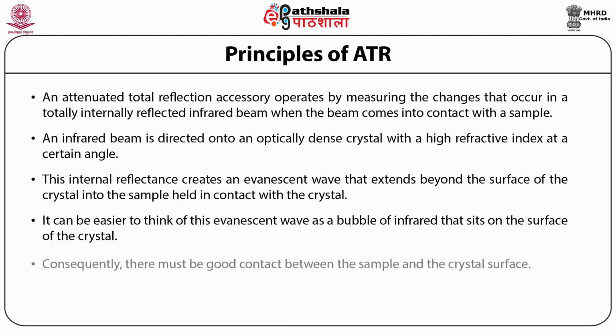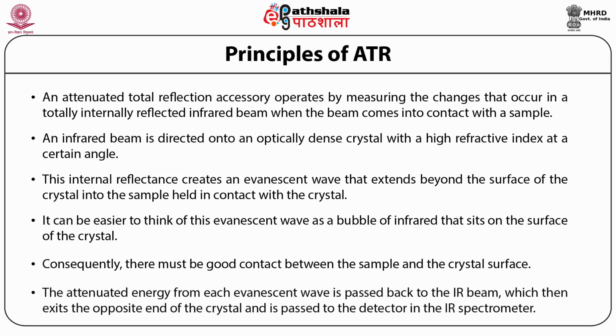sample. Consequently, there must be good contact between the sample and the crystal surface. In regions of the infrared spectrum where the sample absorbs energy, the evanescent wave will be attenuated or altered. The attenuated energy from each evanescent wave is passed back to the IR beam, which then exits the opposite end of the crystal and is passed to the detector in the IR spectrometer. The system then generates an infrared spectrum.